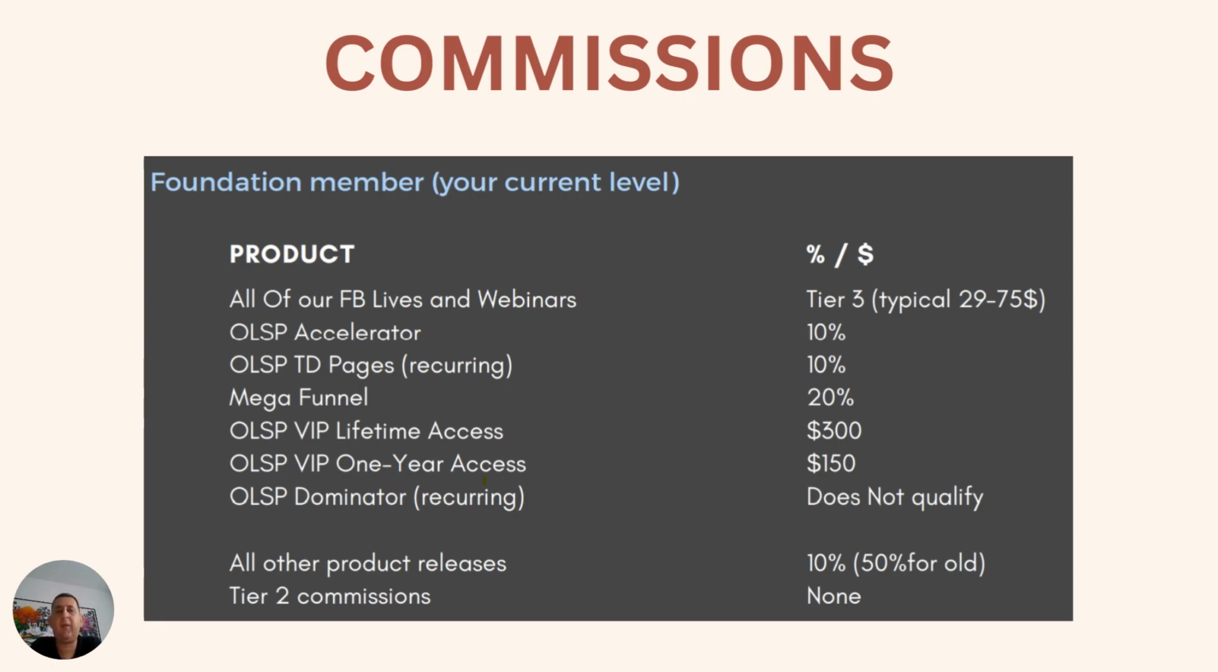For VIP sales, you will get $300 or $150 per year. It is a little less than some others. If you become an OLSP dominator, you would get much, much more. But if you don't want to invest now, if you don't want to pay anything, this is the best way to start.